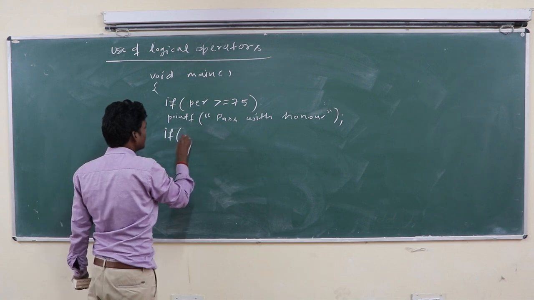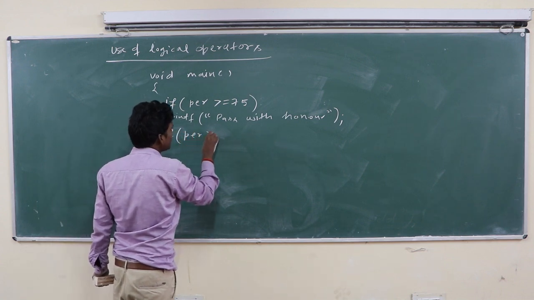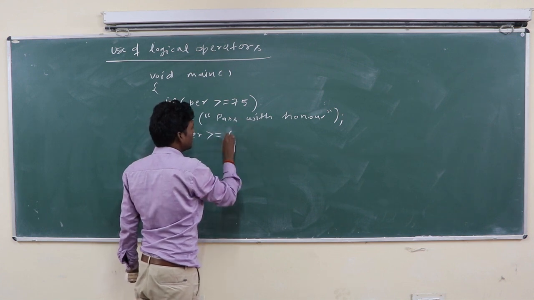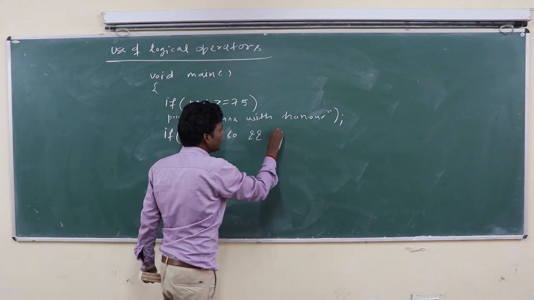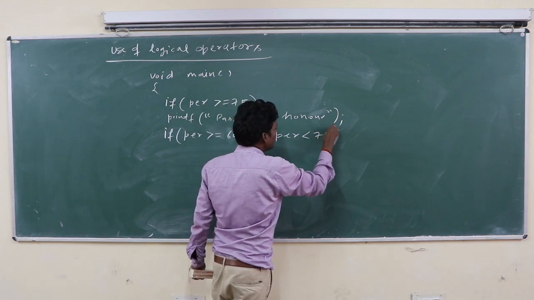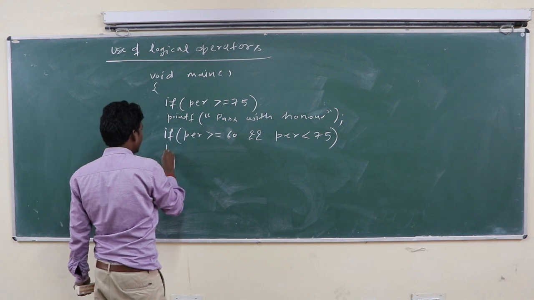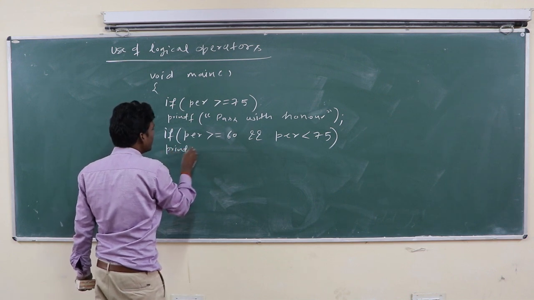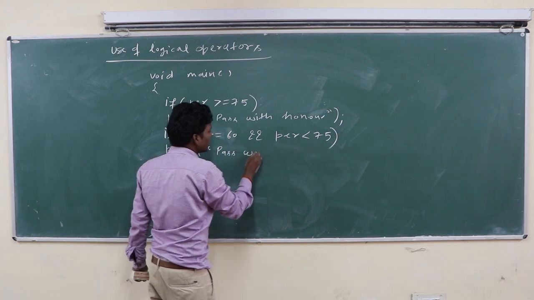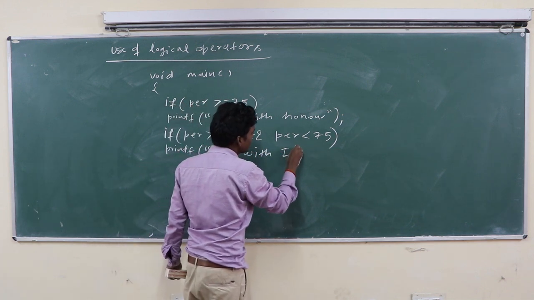If percentage is greater than or equal to 60, and percentage is less than 75. Okay, here printf pass with first division.